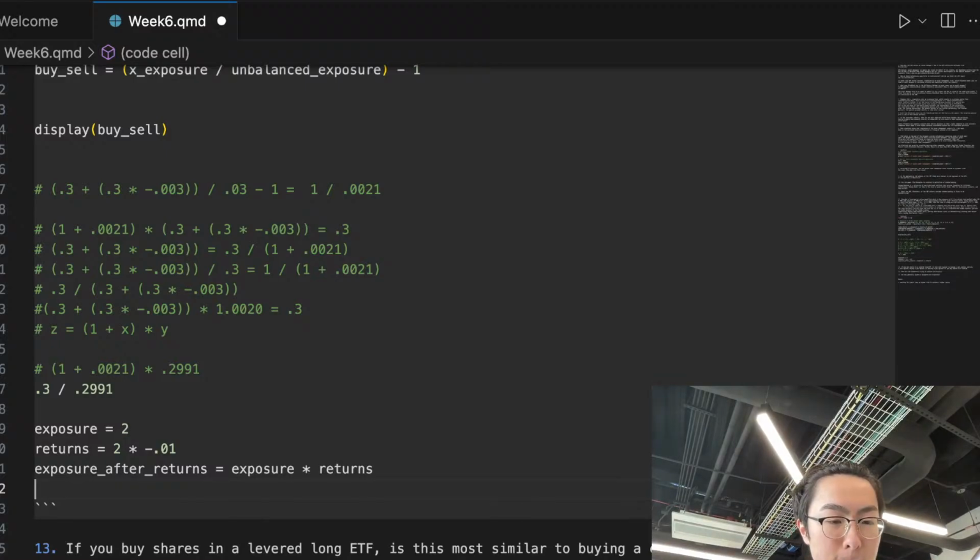Okay, so I think I have to think about how we calculate the value here. So the value then is equal to, we have our x exposure and we divide that by 1 minus the returns. Hold up. No, it's not. It's 1 plus returns. So x exposure divided by 1 minus fund returns.